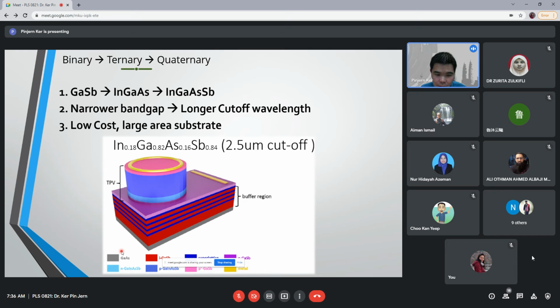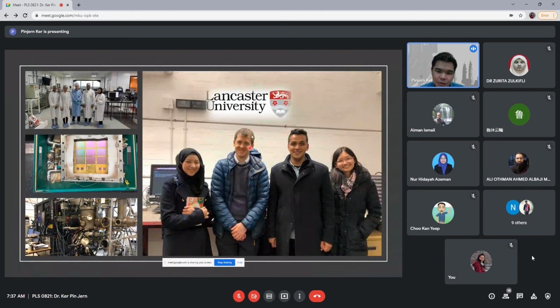We are also currently looking at how we can go for indium gallium arsenide antimonide up to about 2,900 nanometers. The latest sample that we have is a 2,900 nanometer cutoff. This is a little bit of the design where you need to have some buffer region because of the lattice mismatch. But with a little bit of buffer region, you will be able to grow on a gallium arsenide substrate. This is one of the ongoing works done by Andrew Marshall, one of our collaborators from Lancaster University, who is doing the growth together with his team.